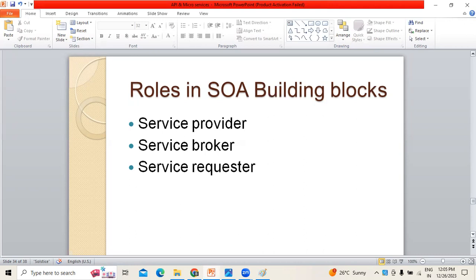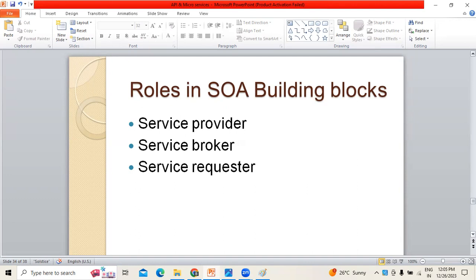So what kind of services are these? As an example, I'm giving security. It can be security, it can be availability, etc. Understood, right? Next point under service provider.